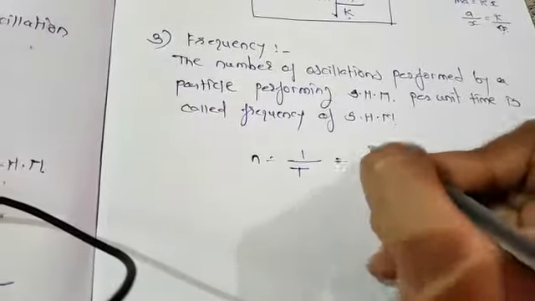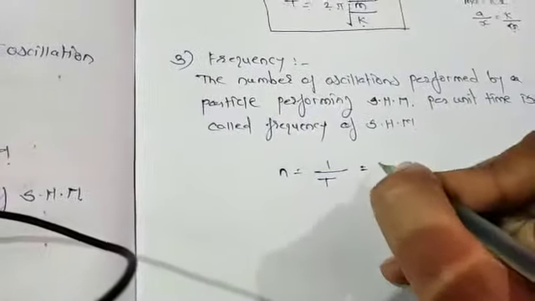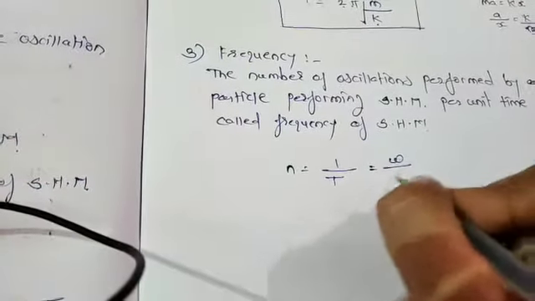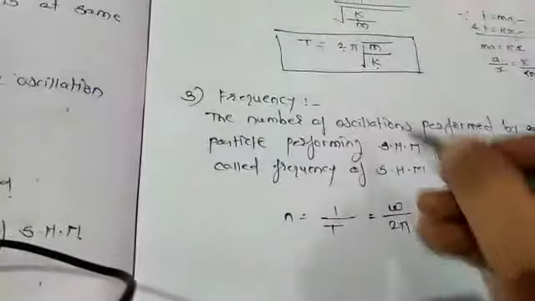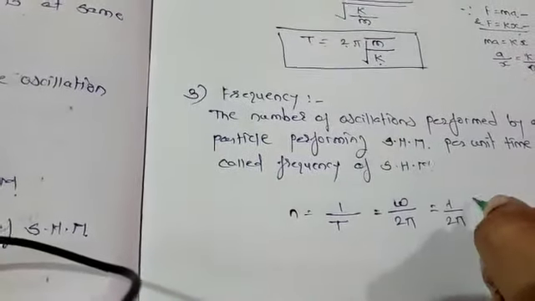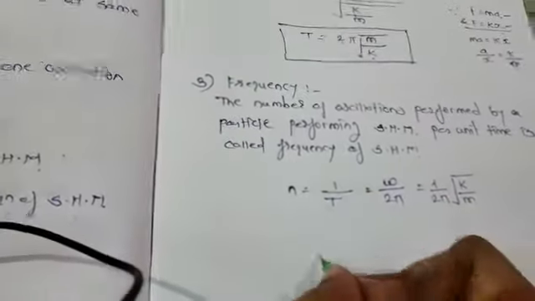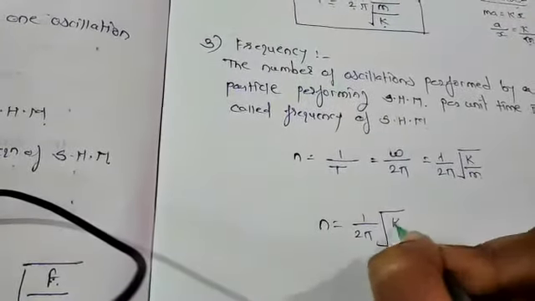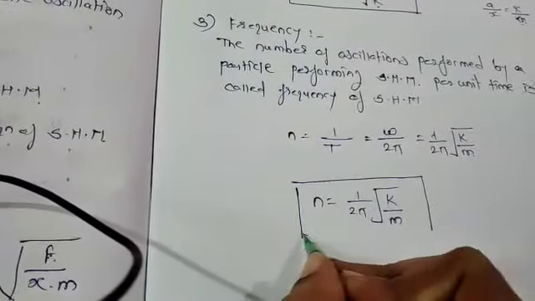We know T is equal to 2π upon ω, so n is ω upon 2π. So we write it as 1 upon 2π under root of k by m. That is, n is equal to 1 upon 2π root of k by m. This is the frequency of SHM.